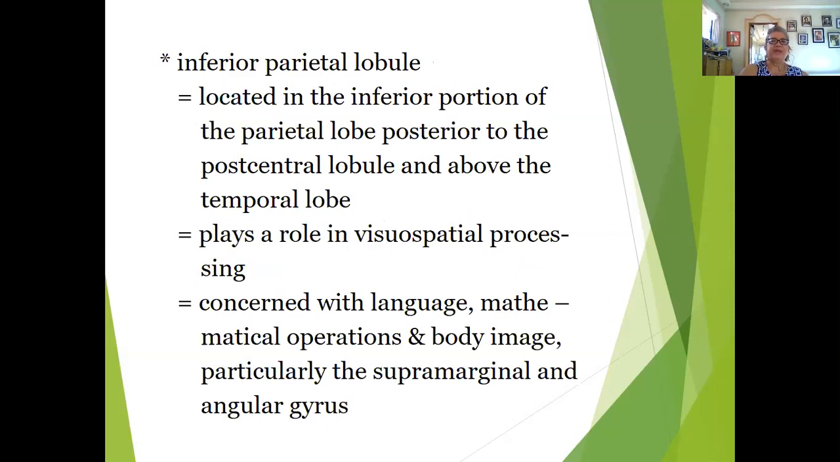The inferior parietal lobule is located in the inferior portion of the parietal lobe posterior to the postcentral lobule and above the temporal lobe. This plays a role in visuospatial processing. And this will be concerned with language, mathematical operation, and body image, particularly the supramarginal and the angular gyrus.